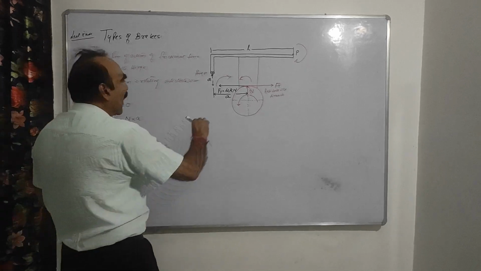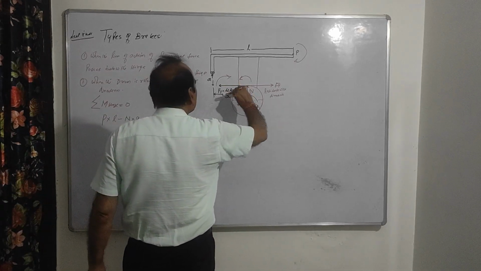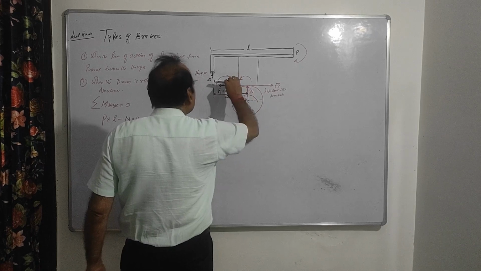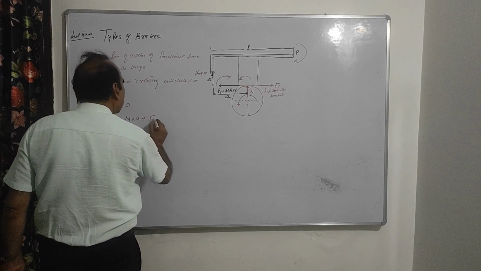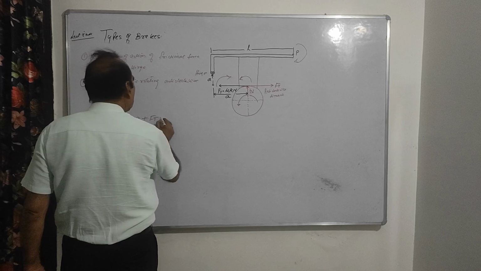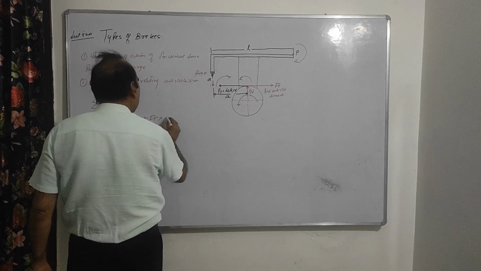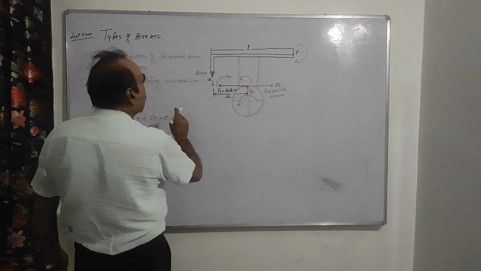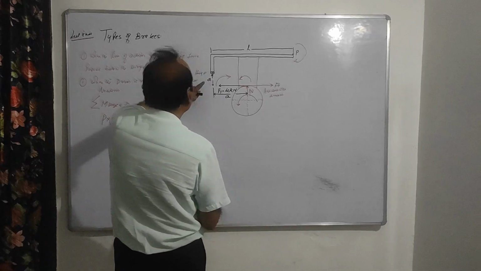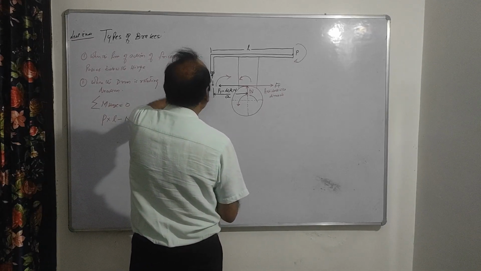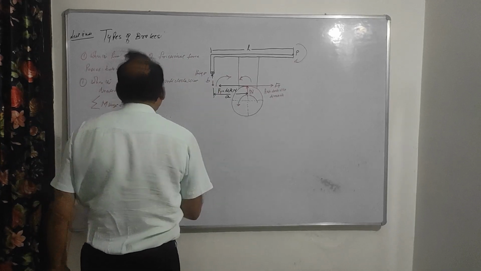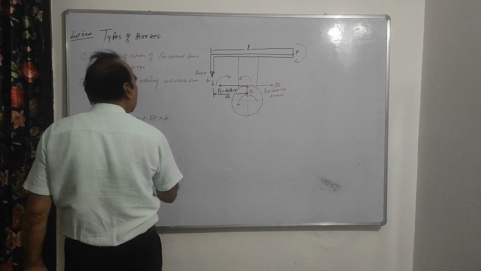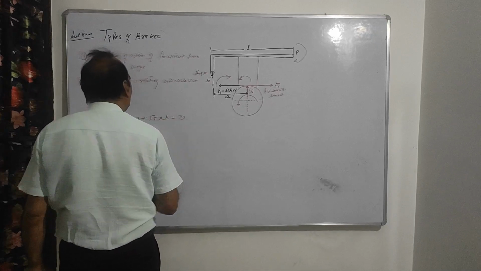Now you come to Ft. Ft is below the hinge, so its moment about the hinge is clockwise, so this is plus Ft into the distance. The distance is not A, this distance is B. So this is Ft into B, and the sum equals 0, right?